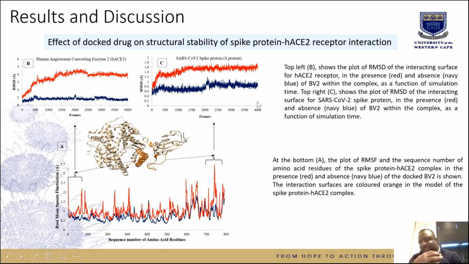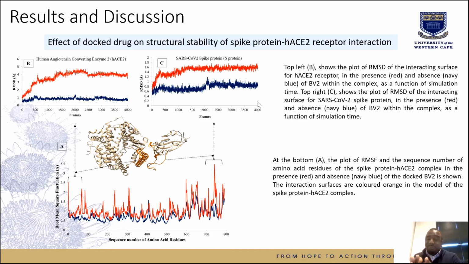So one of the explanations we gave to this was the fact that, if you put them all together, the presence of the drug seems to be disrupting the complex of the spike protein and the HACE2, in the sense that it prevents that interaction, as we have seen in the previous slide, but also it prevents that interaction from settling down, as it were. And it kind of becomes a hindrance, a steric hindrance to that interaction. So there seems to be a lot of flexibility.